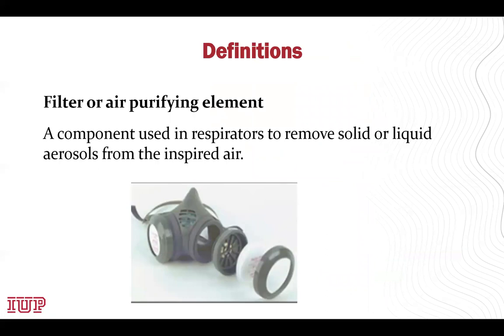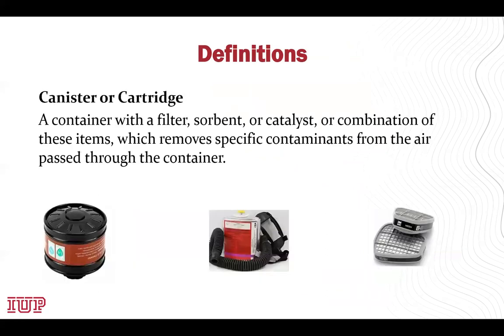Filter or air purifying element. It's a component used in a respirator to remove solid or liquid aerosols from the inspired air, or the air intake of the respirator. This would be a filter or a cartridge. Canister or cartridge. A container with a filter, sorbent, or catalyst, or combination of these items, which removes specific contaminants from the air passed through the container. You can see different methods there. That's actually a 3M one, but you see other ones like this one over here, and that's for a canister there.